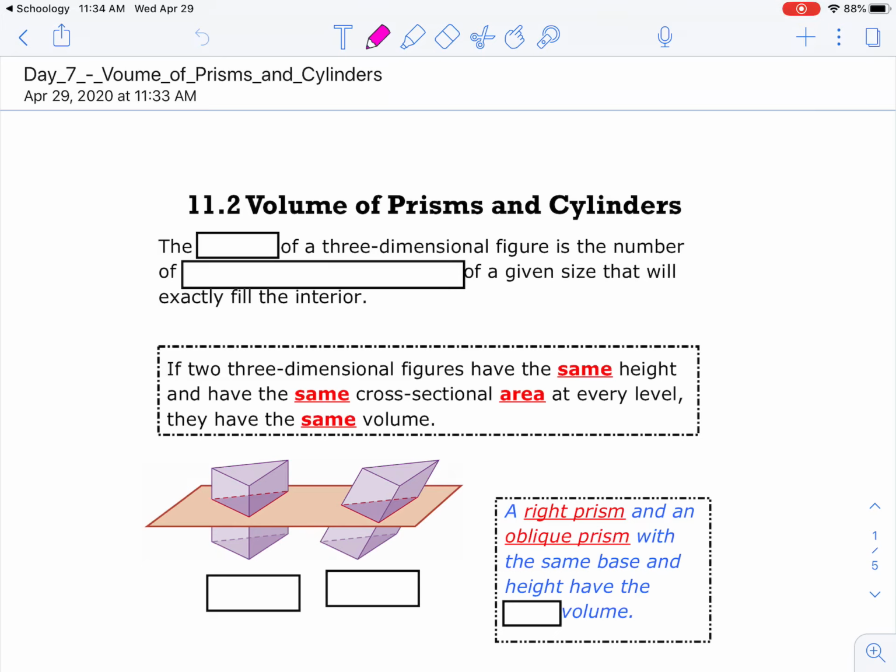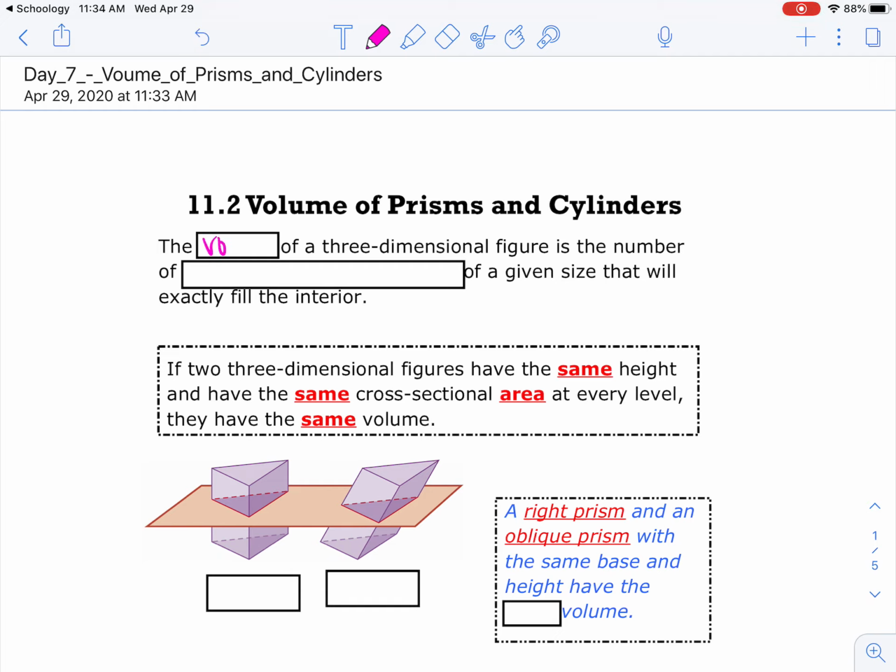Okay, so today we are talking about volume of prisms and cylinders. So we've done surface area of prisms and cylinders, and now we're going to look at volume. So remember, surface area is everything that you can touch on the outside of the solid, the 3D figure. Volume is what you would fill the figure with, the solid with.